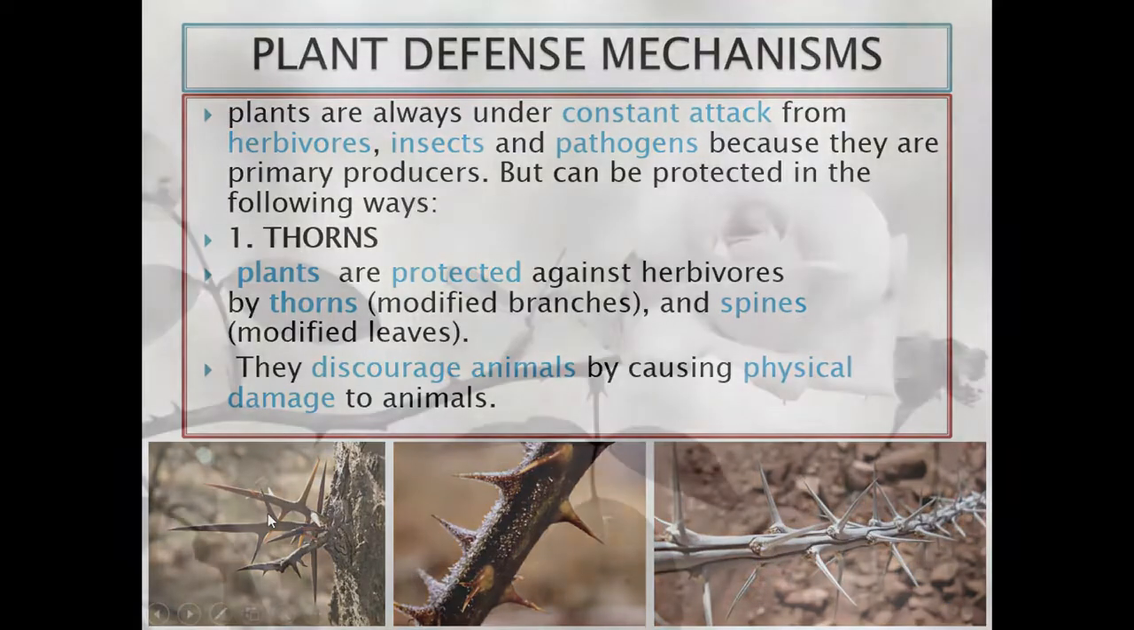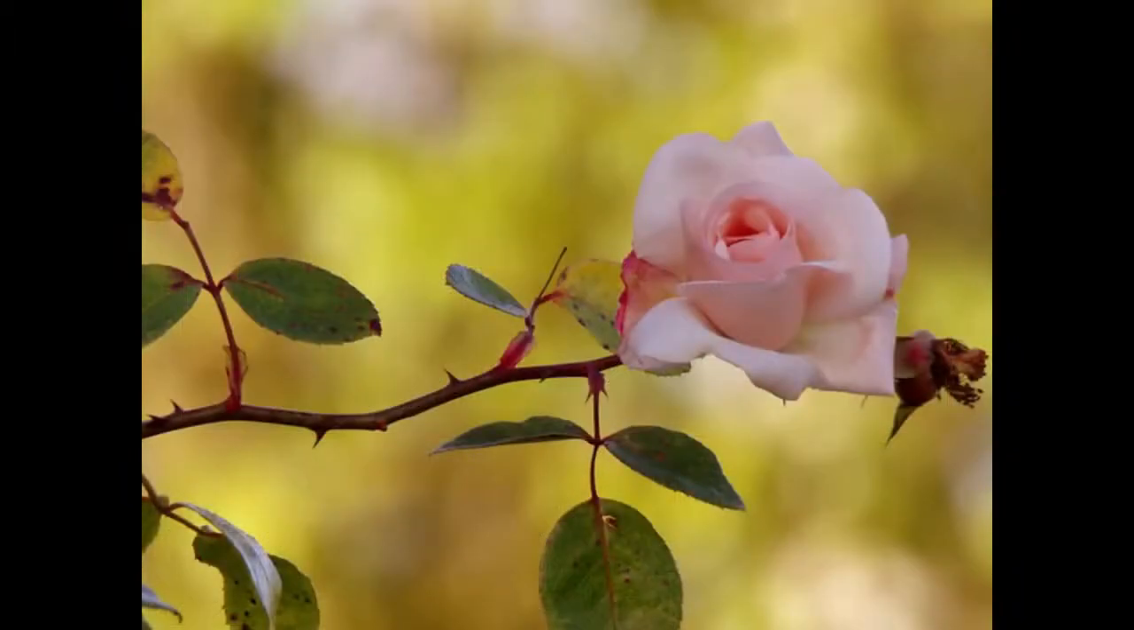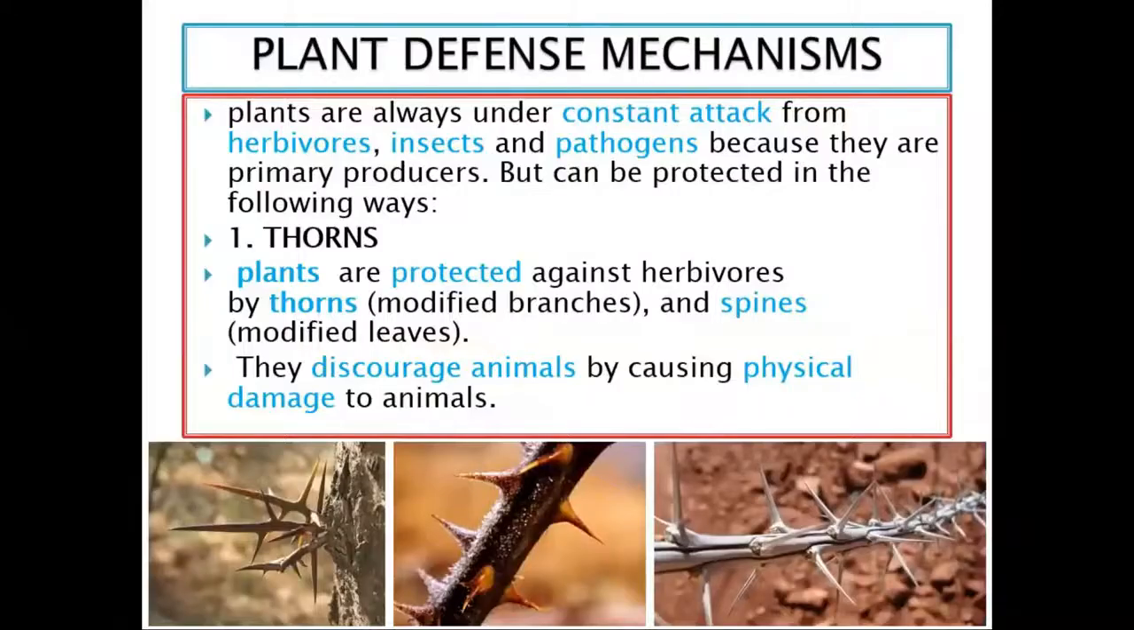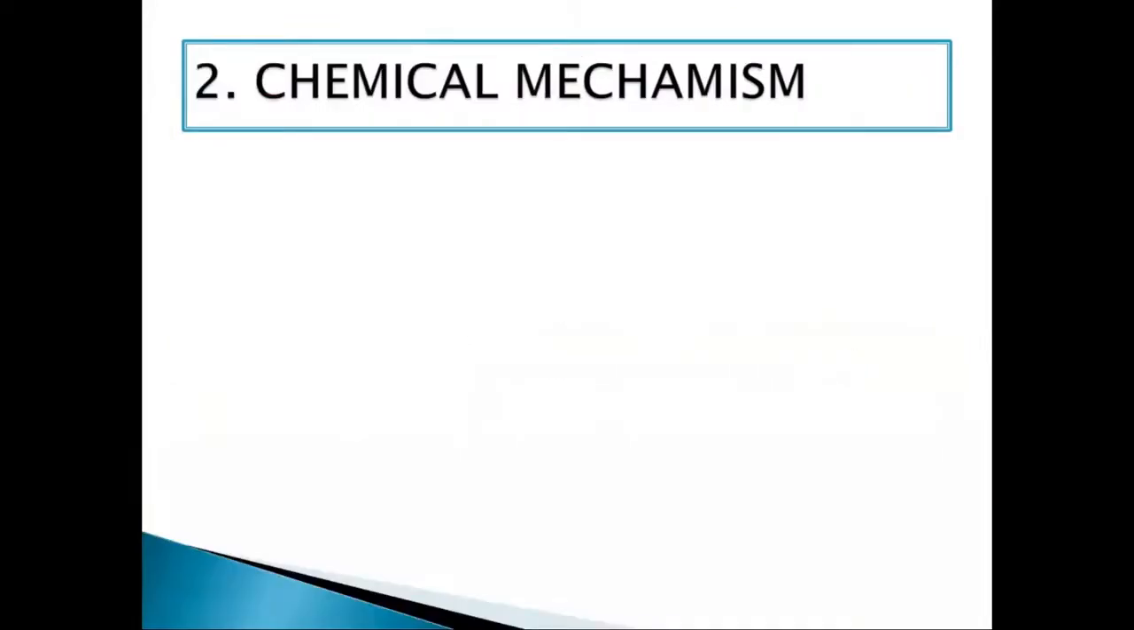Look at a rose plant. It is surrounded by thorns. You want it because it's nice, it's beautiful. You want to get it, so you have to go through the thorns. So what do plants do? They modify their leaves into thorns so that they can prevent themselves from being attacked.